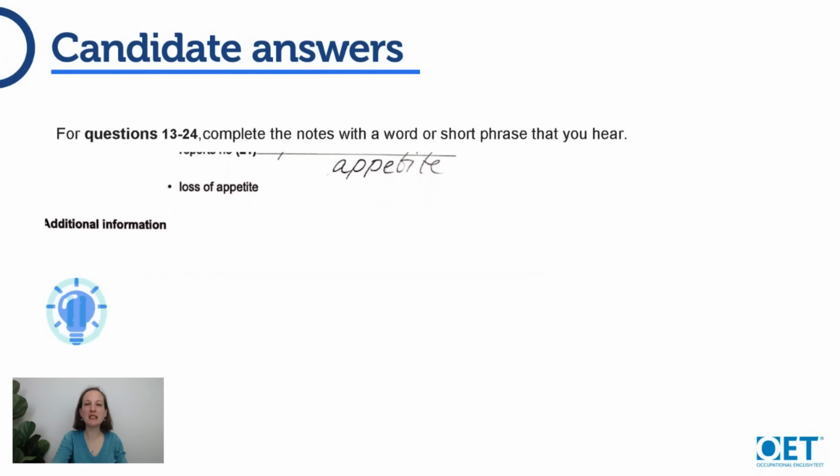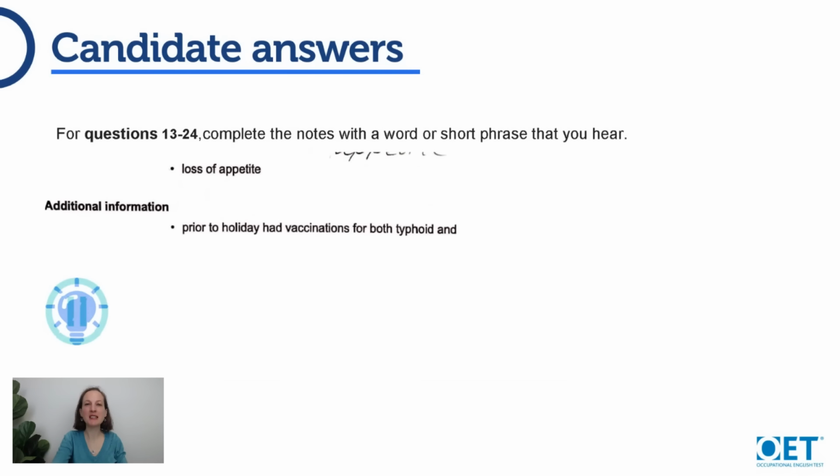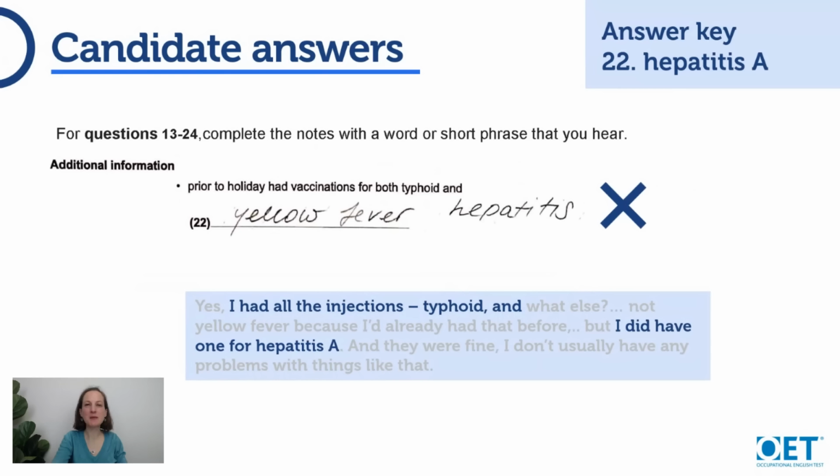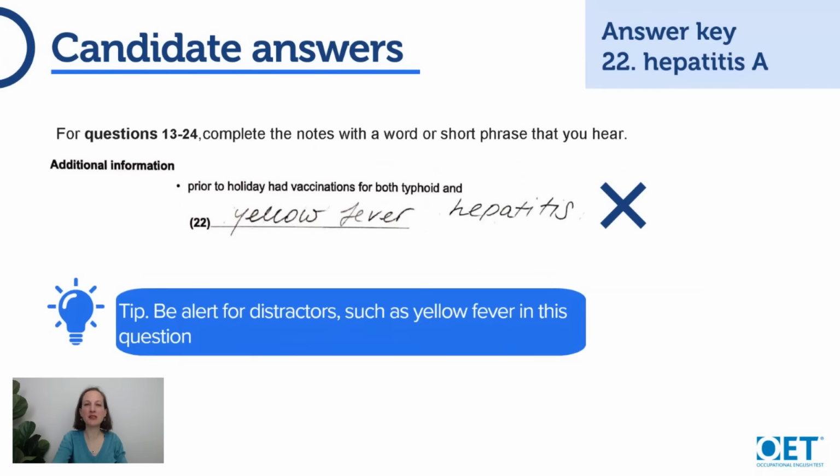Here is question 22. Pause the video to consider why yellow fever and hepatitis are wrong or correct. Yellow fever is incorrect because this is something the patient mentions in the audio that they didn't have an injection for. Hepatitis is not specific enough as there are different variants, A, B, and C, and would score 0 without the inclusion of A. Be alert for distractors such as yellow fever in this question.